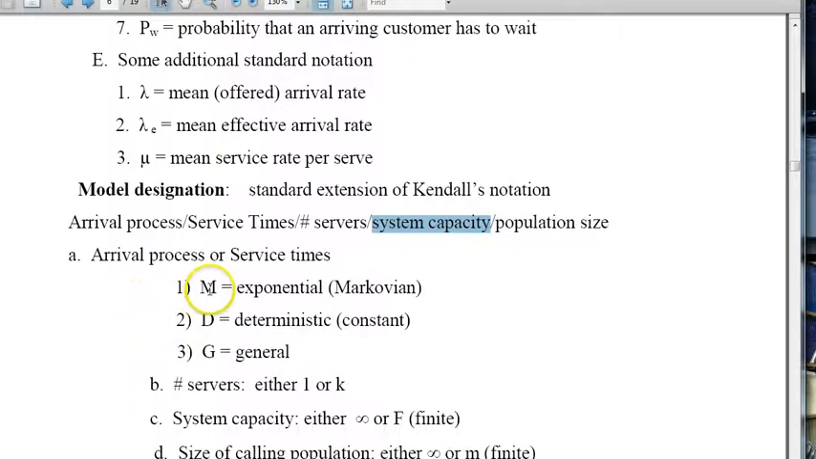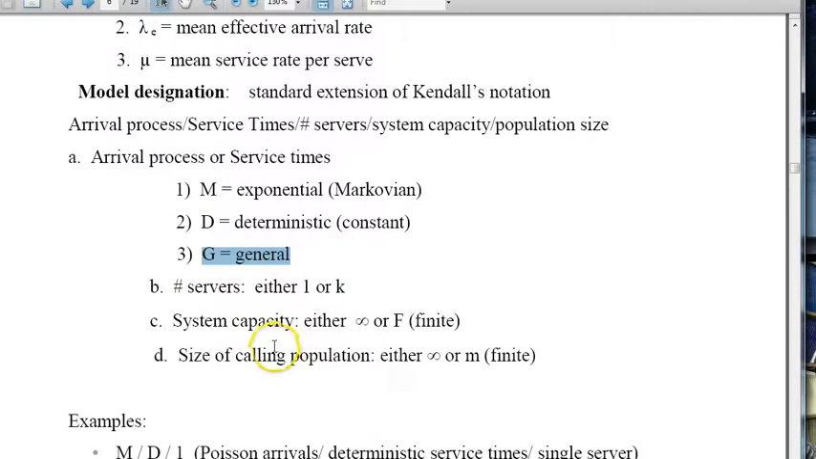So for the arrival process he uses M for exponential or Markovian, D for deterministic, and G for any general probability distribution. Number of servers can be either 1 or K. K can be 1, 2, 3, 4, etc. The system capacity can be finite, or infinite if, as we said, customers never fill the waiting space. And the population size can be infinite or can be finite. In the case of finite, we call it M.